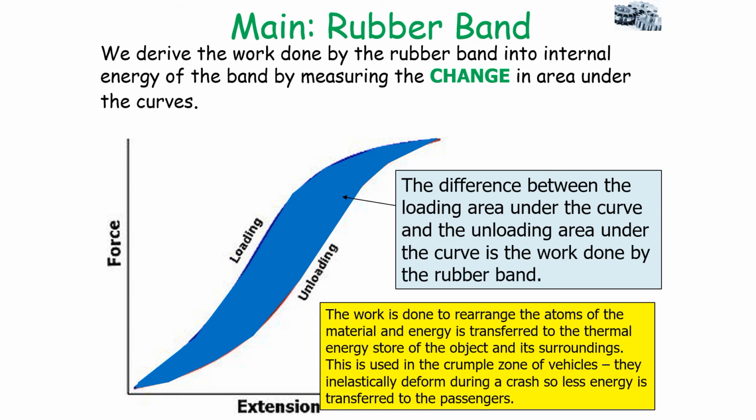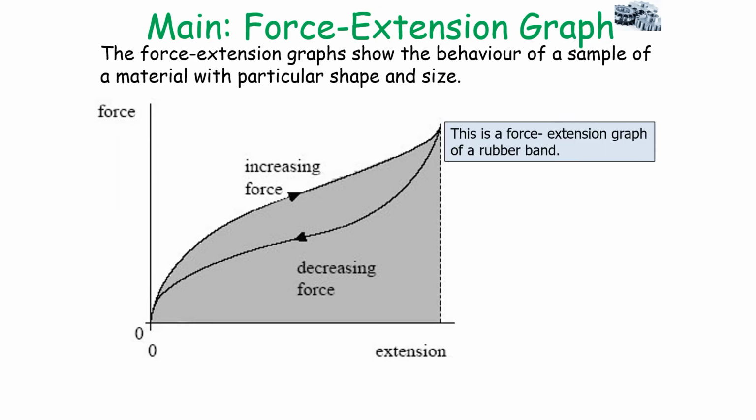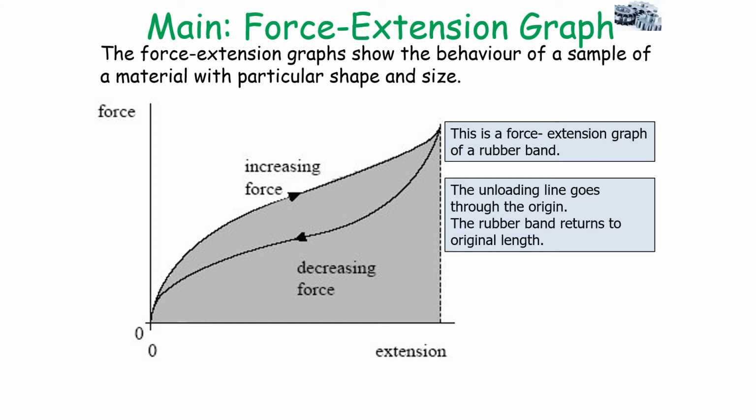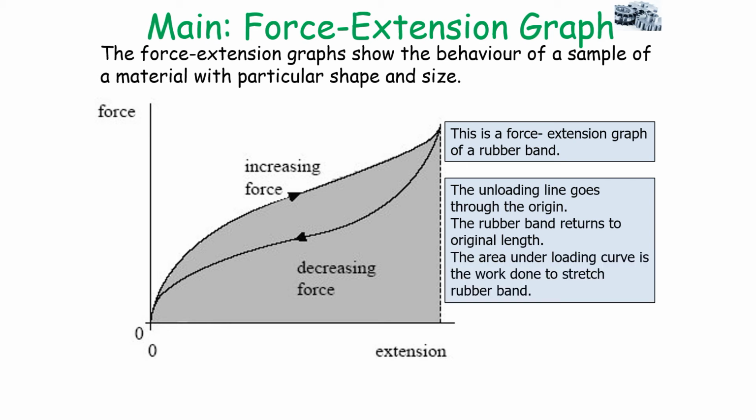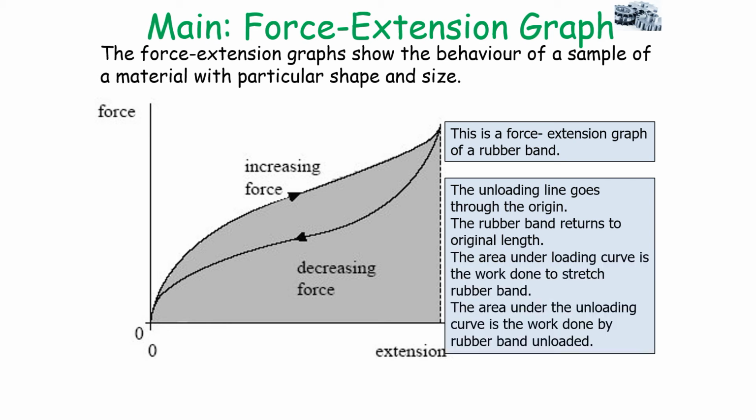Now we use this in many examples, such as the crumple zones of vehicles, as they inelastically deform during a crash, so less energy will be transferred to passengers. Now you've considered the force extension graph of a rubber band. Just remember, our unloading line goes through the origin, and the rubber band therefore returns to its original length, and the area under the loading curve is the work done to stretch the rubber band. So the area under the unloading curve is the work done by the rubber band unloaded.